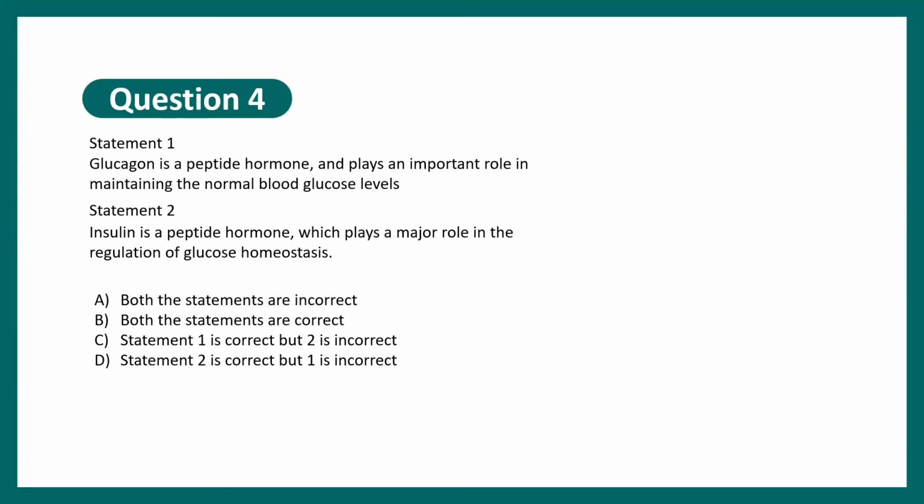Question 4. Statement 1: Glucagon is a peptide hormone and it plays an important role in maintaining the normal blood glucose level. Statement 2: Insulin is a peptide hormone which plays a major role in regulation of glucose homeostasis. Both statements are incorrect, both statements are correct, statement 1 is correct but 2 is incorrect, or 2 is correct but 1 is incorrect. So here the correct answer, if you have guessed correctly, is option B.